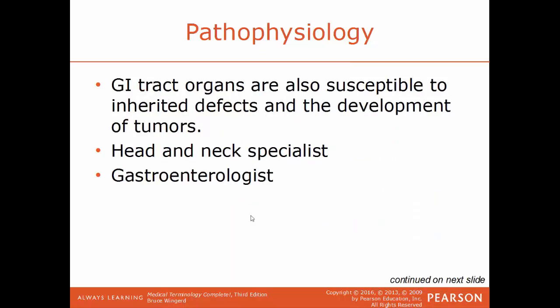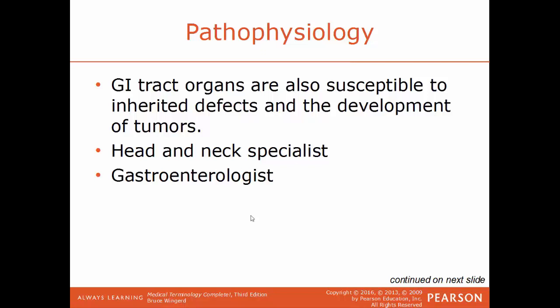Now, the organs of the GI tract are also susceptible to inherited defects or to the development of tumors. And some examples of some specialists that you may need to see if you have issues with this tract or with this body system will be head and neck specialists.